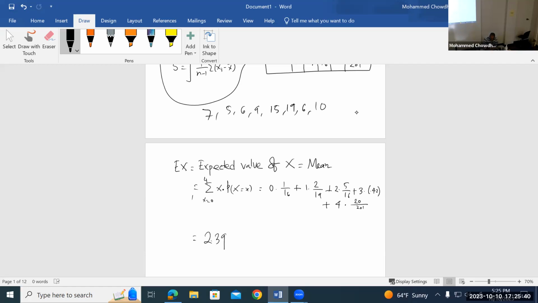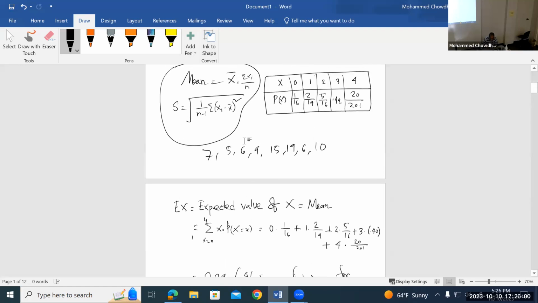On the other hand, if someone finds the mean for 0, 1, 2, 3, 4, these are the values of the random variable, right? Are you looking at the board? For this data, if someone finds the mean of 0, 1, 2, 3, 4, then that will be wrong. If someone says 4 plus 3 equals 7, 9, 10, 10 over 5 equals 2, then this mean is wrong.